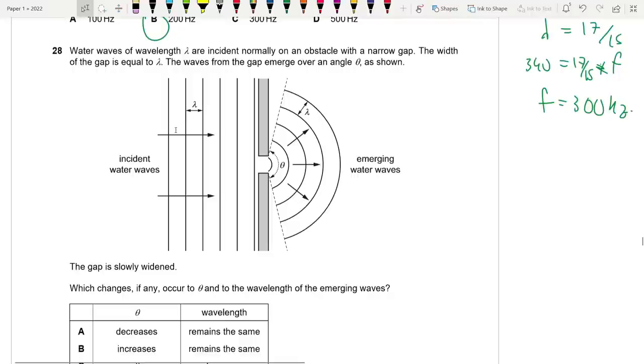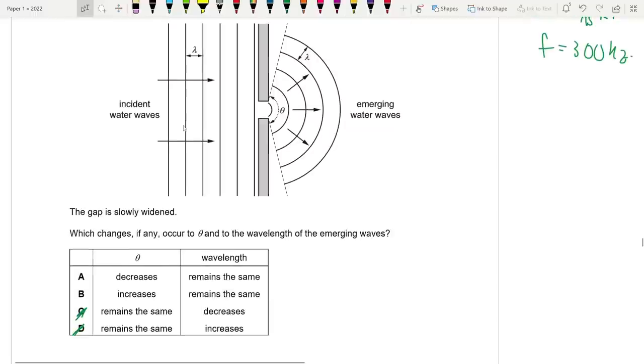28. Water waves of wavelength lambda are incident normally on an obstacle with a narrow gap. The width of the gap is equal to lambda. The waves from the gap emerge over an angle theta as shown. The gap is slowly widened. Which changes, if any, occur to theta and to the wavelength of the emerging waves? Okay, so you need to understand that nothing happens to wavelength after diffraction. Wavelength actually remains the same.